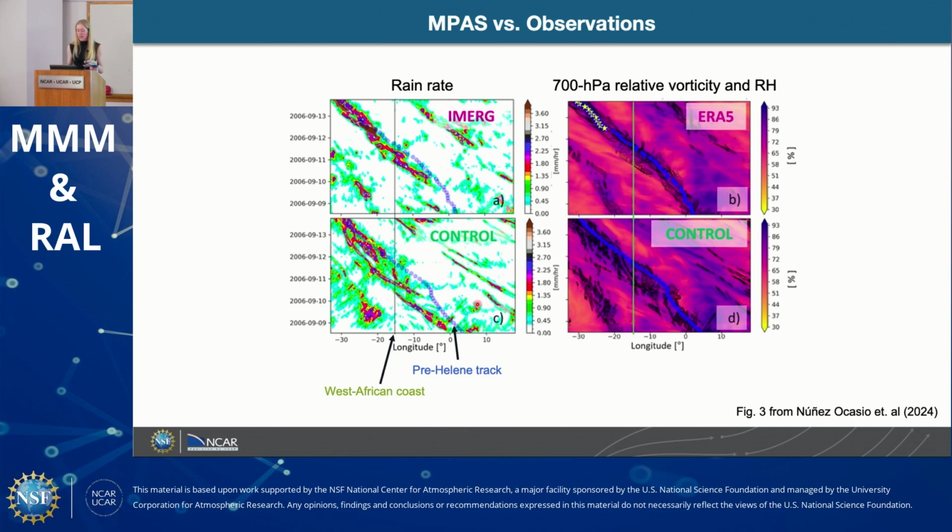So both the rain rate and the relative vorticity are covering a slightly broader region compared to observations. But overall, we do see the timing and the magnitude is pretty similar between MPAS and observations. So that gives us confidence in what we're seeing for our results.